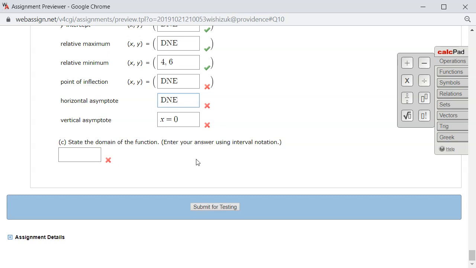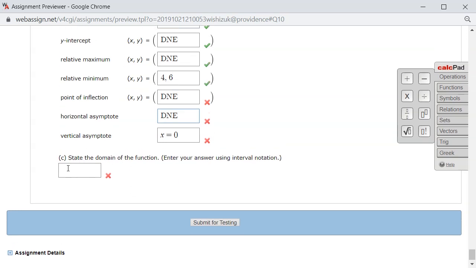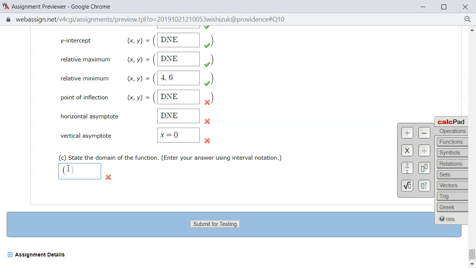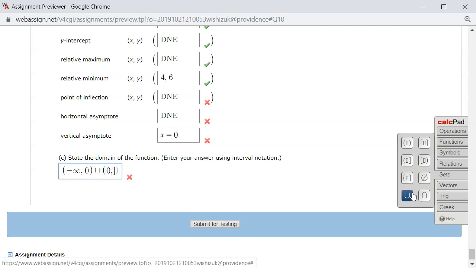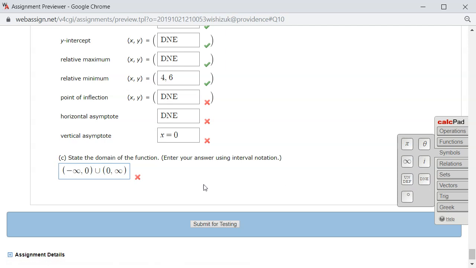And state the domain of the function. So the only bad number is x equals 0. So you have negative infinity, I'm going to use a parenthesis symbol here all the way up to 0. And then we have to skip 0, so I'm going to use a set notation here. And from 0 to positive infinity. So we got that. All right, let's check the answer.